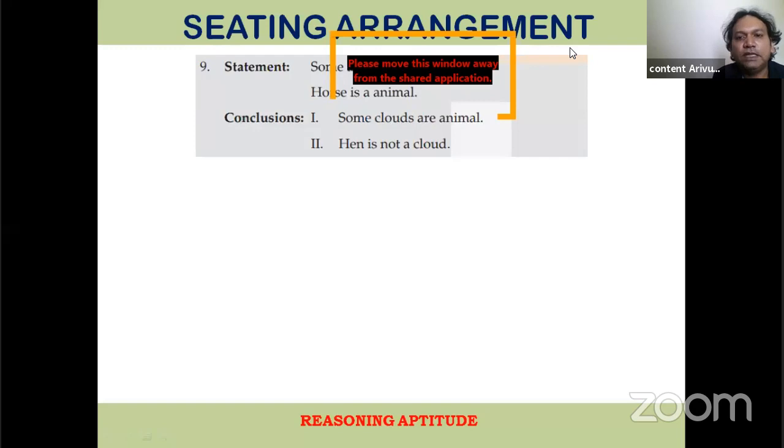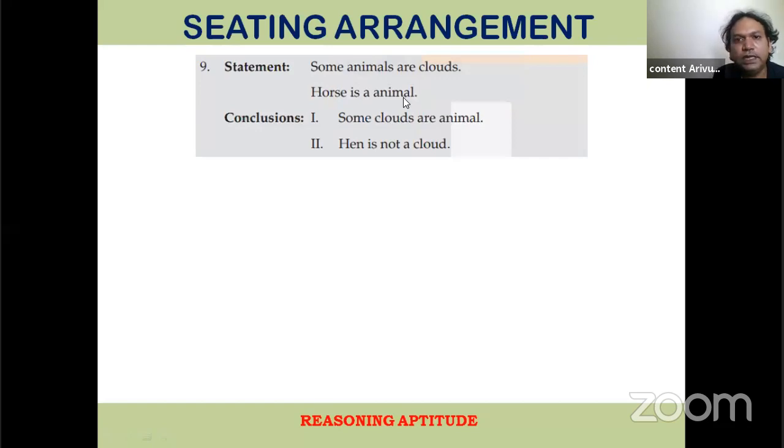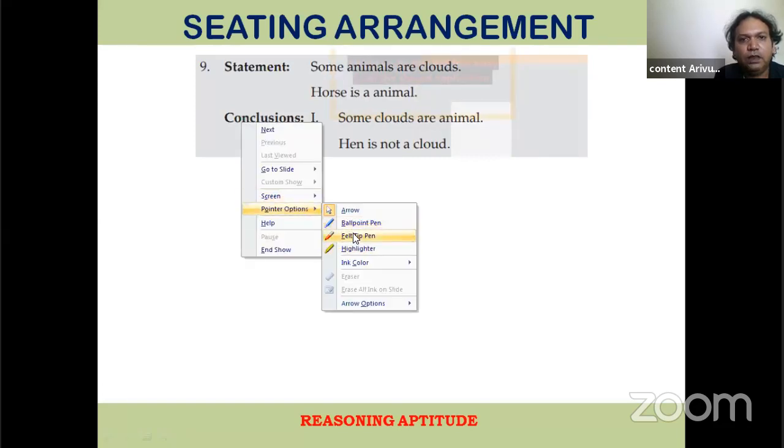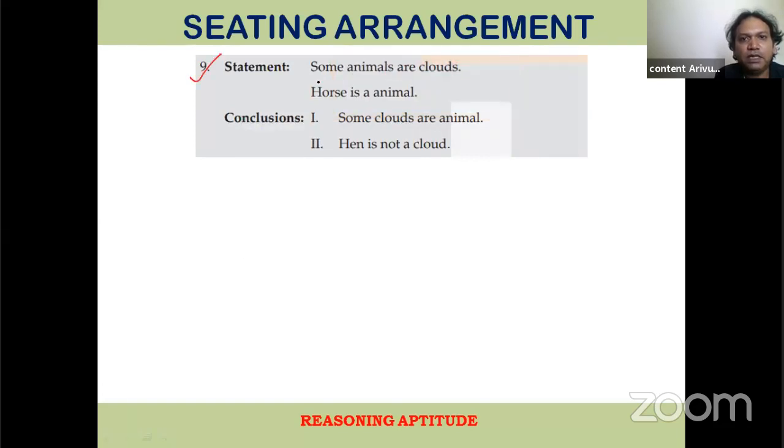All right, students, good afternoon. Let's start with the topic. And the first question I'm taking up here is a doubt of syllogism that one of the students has posted. So let's look at question number 9 from the syllogism chapter. Some animals are clouds, and horse is an animal. And based on that, there are two conclusions here. Some clouds are animals. Hen is not a cloud.